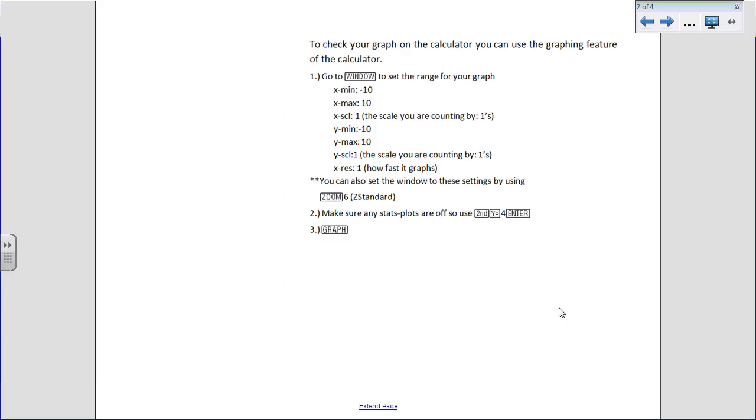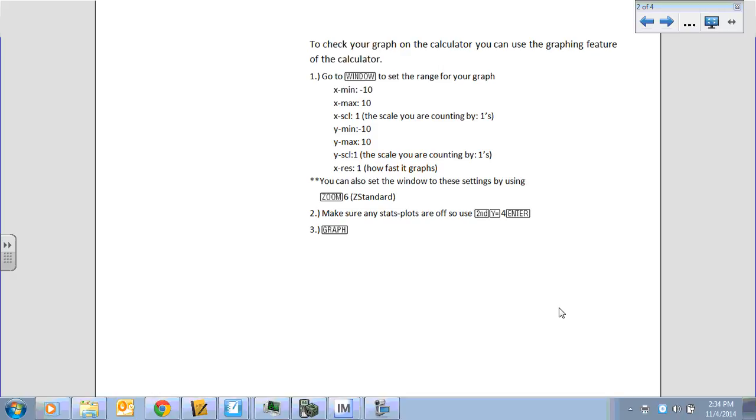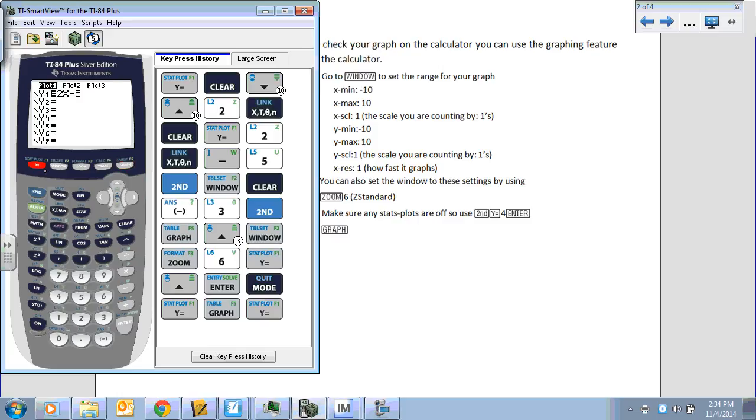Ladies and gentlemen, sometimes you're going to get an error because your stat plots are on. You'll know if your stat plots are on by looking at y equals. Notice there's plot 1, plot 2, and plot 3. Right now, my plot 1 is turned on because it's highlighted. For me, it's not causing a problem because I apparently don't have any data in plot 1. Some people, and Armando, this could be your problem, you may have some data in there.